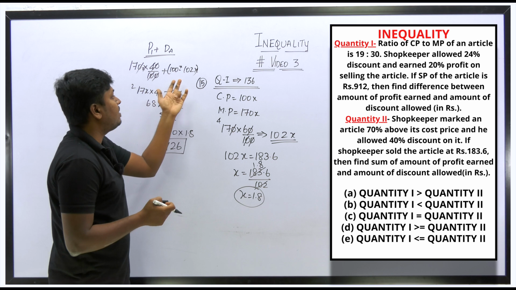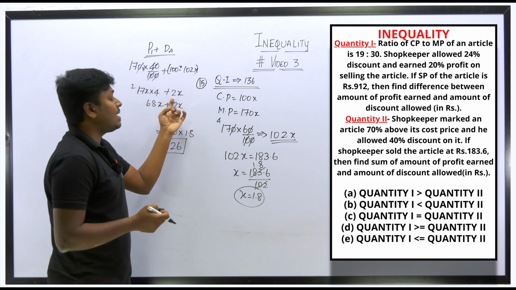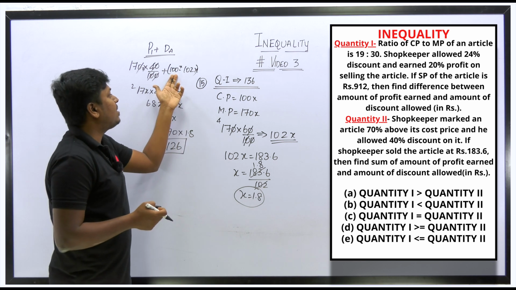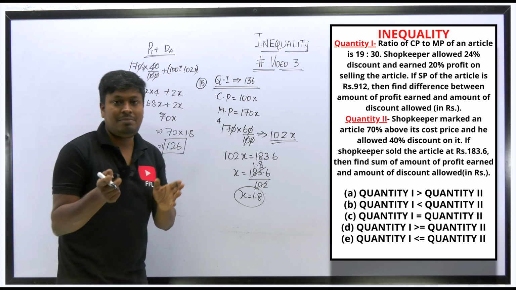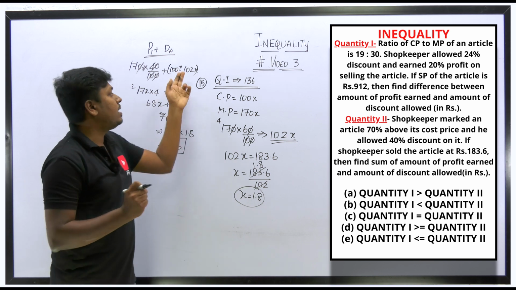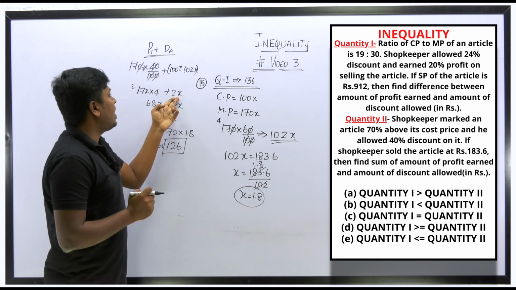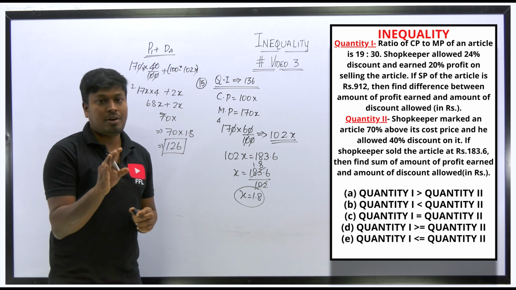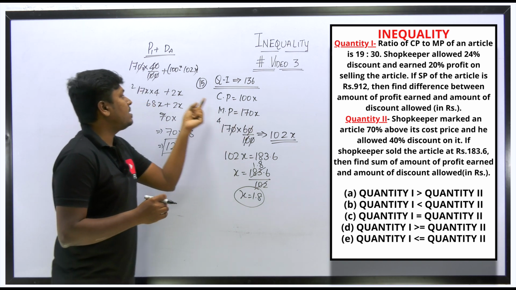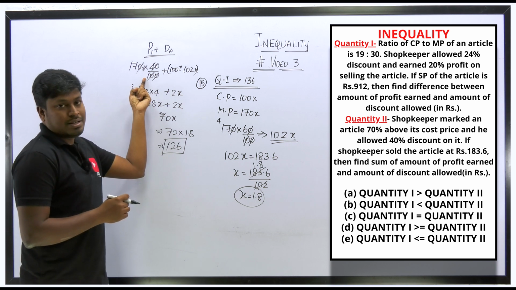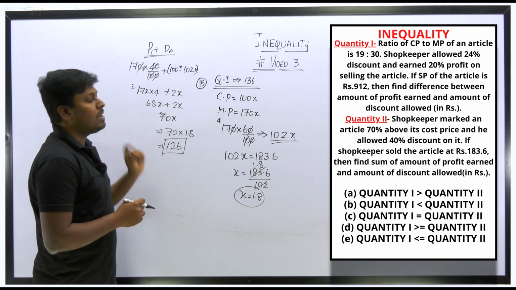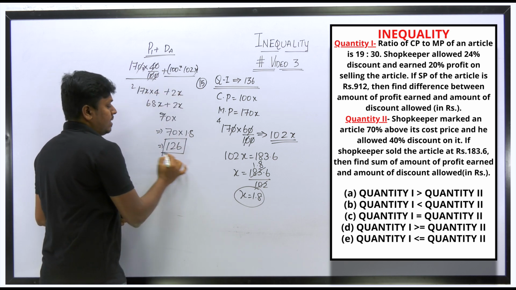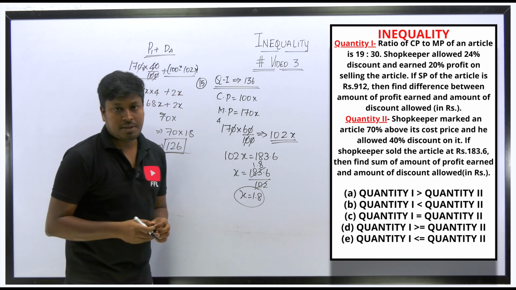Everything is the same. Profit will be selling price minus cost price. Don't write it as minus 2x, because it's just a difference. So 100x is the cost price, and the usual formula is selling price minus cost price. I had wrongly written it here, so that's the reason it will be 2x. So the profit and the discount allowed: from the marked price, how much discount has been allowed? 40% discount, so 170 into 40 by 100. This will be the discount allowed and this will be the profit. So finally we got 126 as the total.